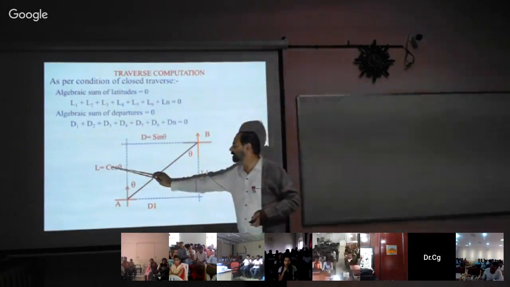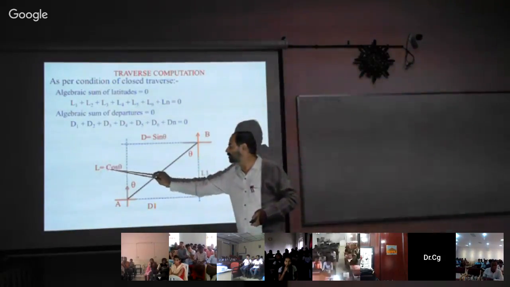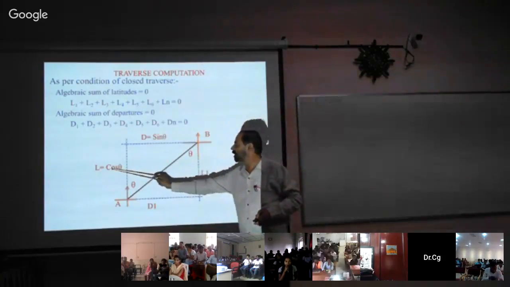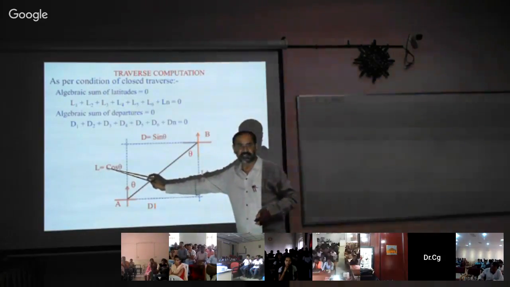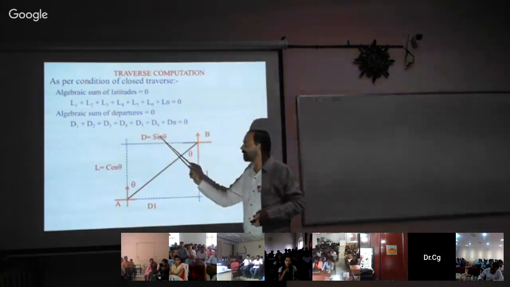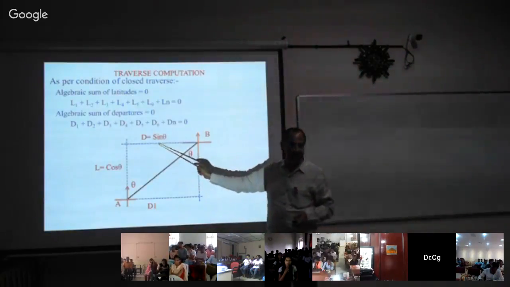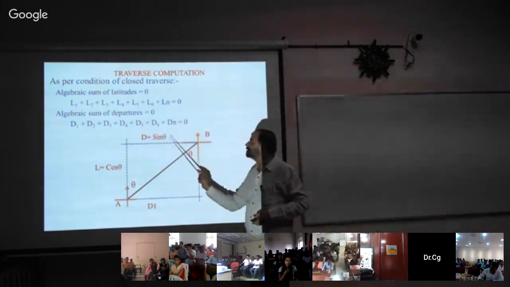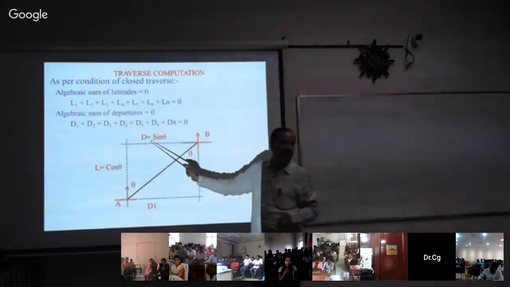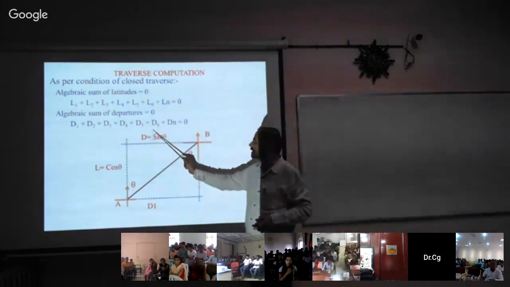Please read this. L, the length of latitude of the line AB, is equal to the length of AB into cos theta. Departure of this is equal to AB into sin theta. Isn't it? So AB is missing here, length is missing here. Please read.